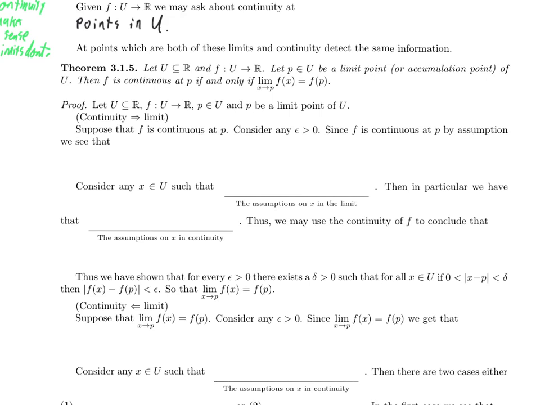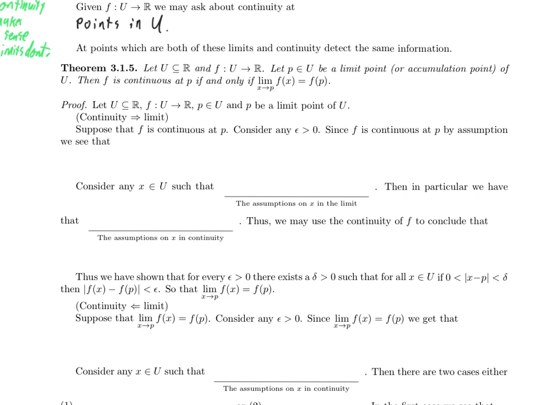Then, the conclusion of this theorem is that a function is continuous at p if and only if the limit as x approaches p of f of x is equal to f of p. So what this means is this could be taken as your definition of continuity as long as you are willing to only look at limit points. So let's do that. And the proof is actually pretty straightforward. The proof will be straightforward because the definition of limit and the definition of continuity look so very similar.